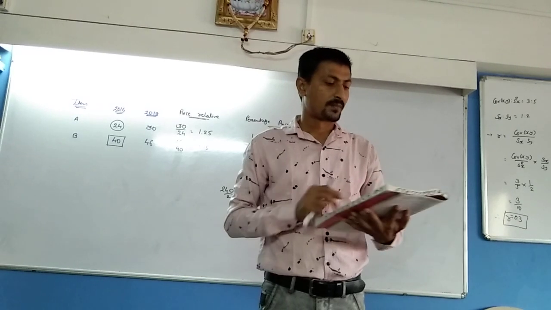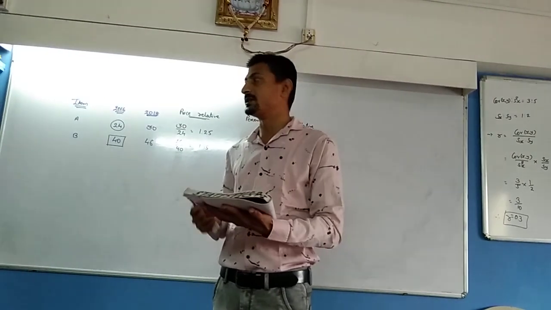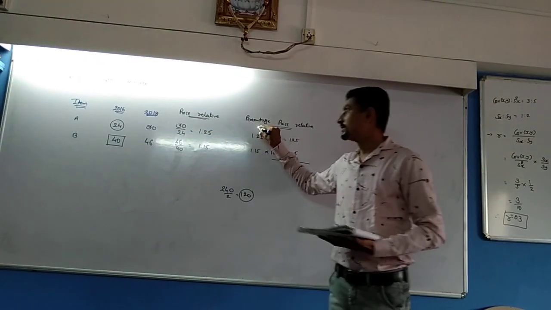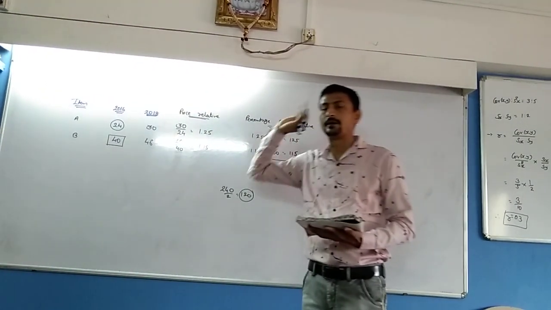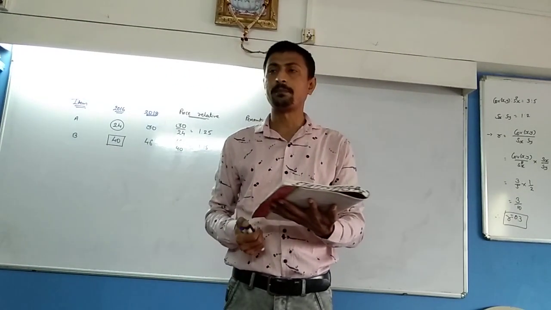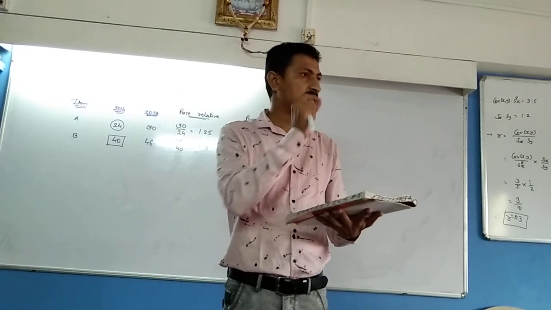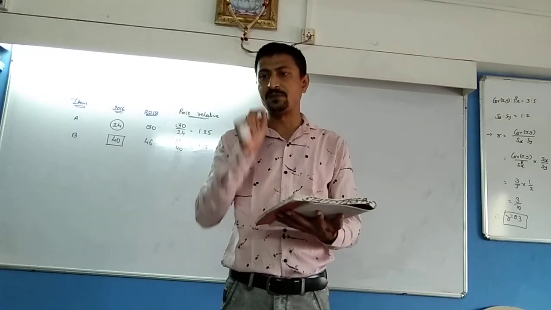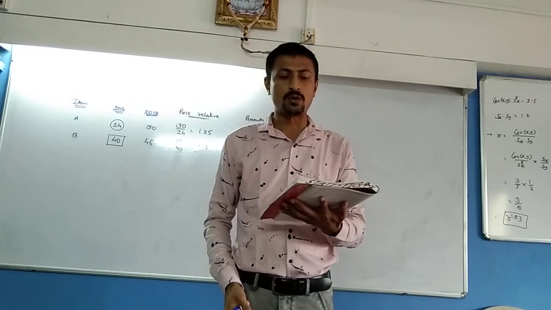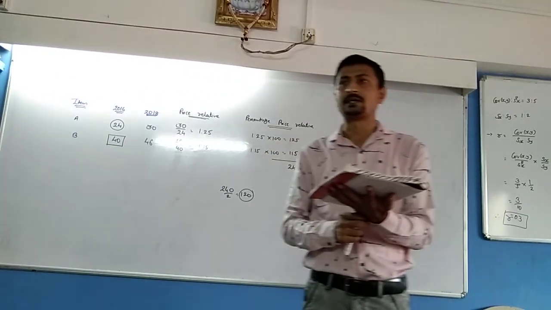Third point. Index number is a relative measure showing percentage changes. Underline relative measure showing percentage change. Number 4. Index number is a special average. Underline special average. It has all the characteristics of an average.